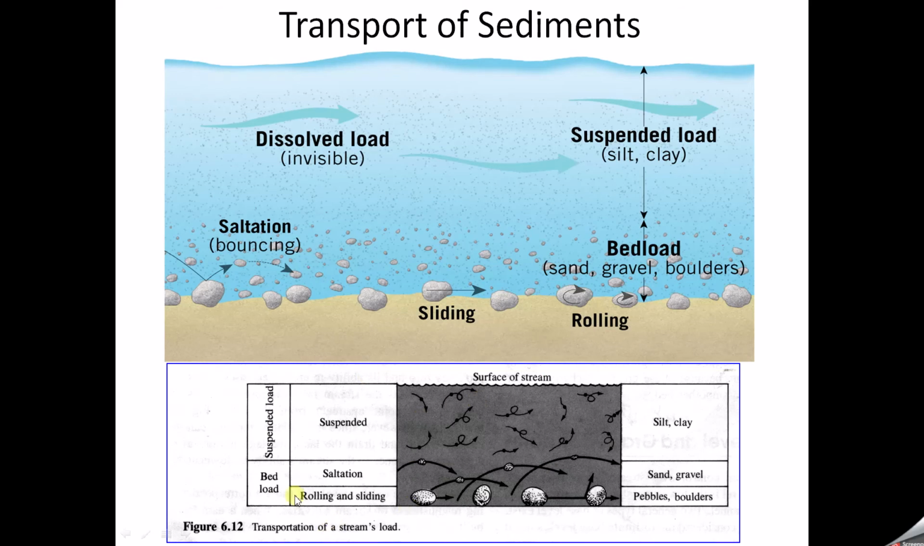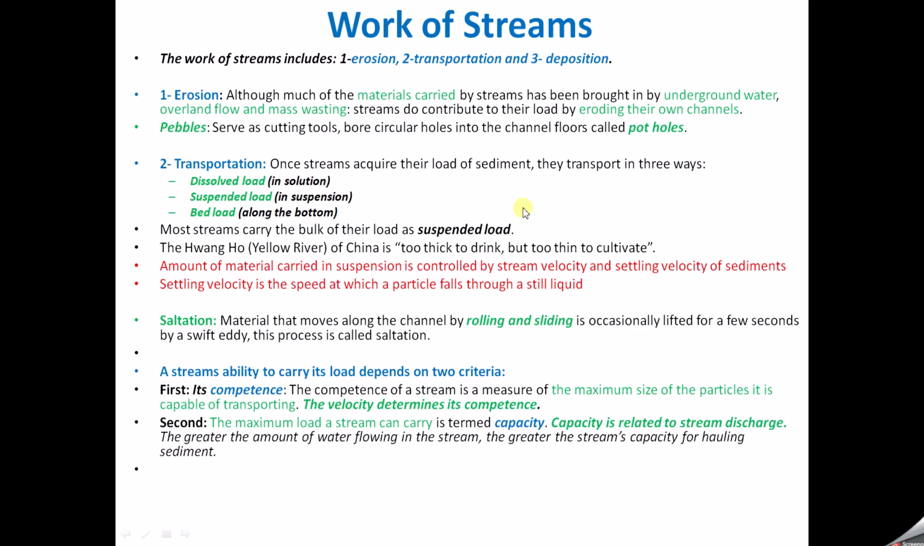Sediments are transported as bed loads, either by rolling and sliding, or saltation. Mostly pebbles and boulders move by rolling and sliding, sand and gravel by saltation, and then we have clay and silt as suspended load. Also, we have dissolved material carried in the river. The amount of material carried in suspension is controlled by stream velocity and the settling velocity of sediments. So what's settling velocity? It is the speed at which a particle falls through a still liquid.